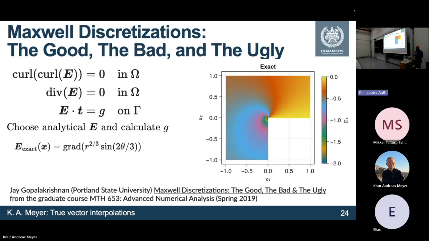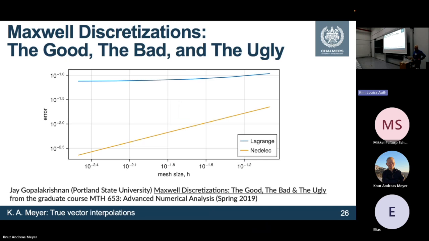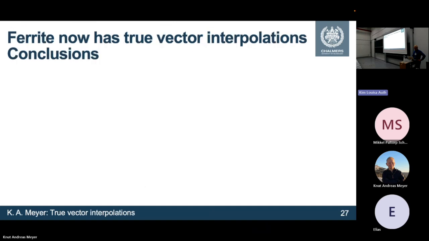Then I took another tutorial with curl elements. Basically, it's an analytical comparison. The interesting thing with this problem is that if you take the Lagrange element and run a mesh convergence study, it will converge, but it flattens out to the wrong value. And that's dangerous. With a Nedelec element, it works.